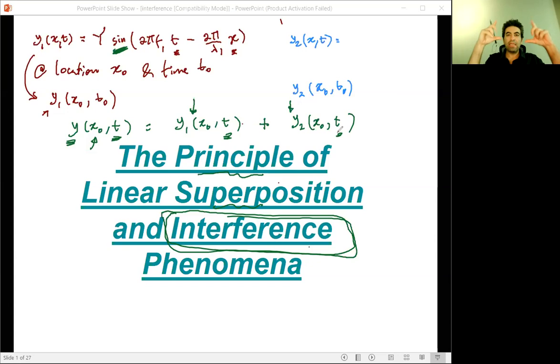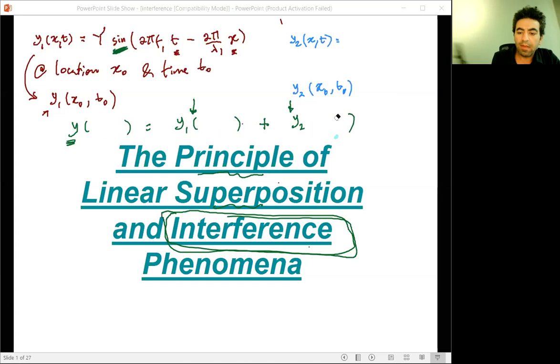Or I can just take a snapshot of the two waves at a particular specific point in time, but I'm looking over all locations. Then in that case, it would look something like this. I'll get a specific point in time, but for all space, right? So suppose I just take a snapshot, then for all space at that particular time, okay?